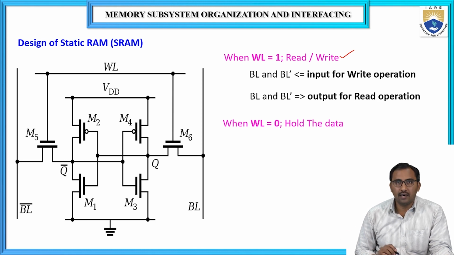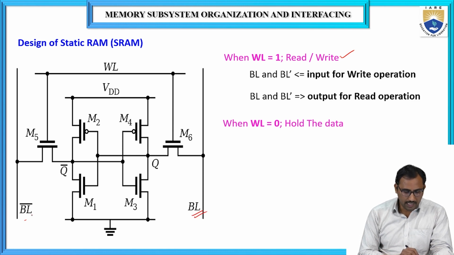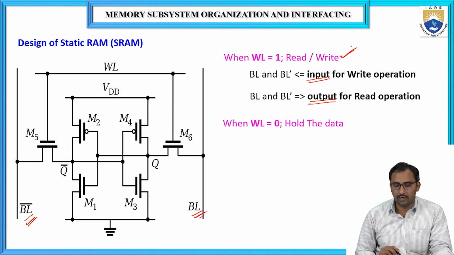So when we are reading the data from the memory cell, the BL and BL bar lines will act as output lines. Similarly, when we are writing the data into the memory cell, the BL and BL bar lines will act as input lines. Okay, so this is the read and write operation.